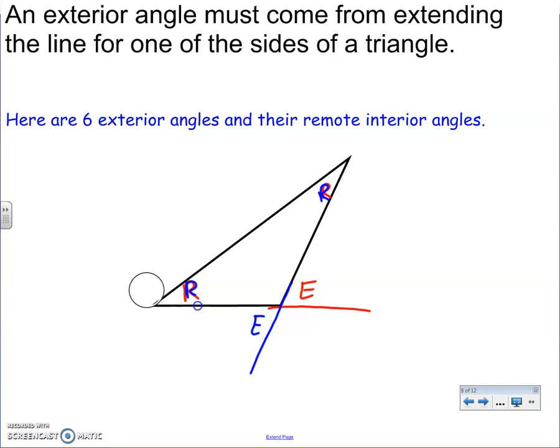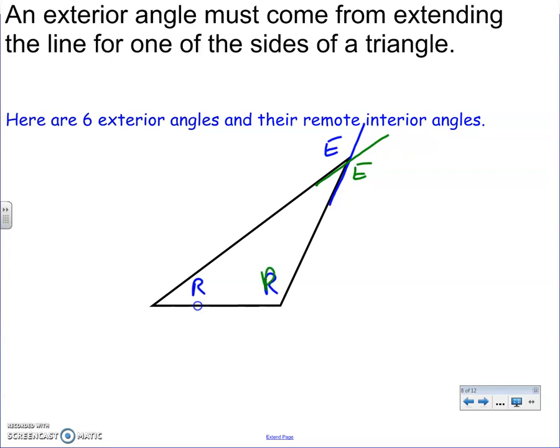And last, if I extend the top one, let's extend it this way. This is the exterior angle. The 2 farthest interior angles, the remote interiors, are right here and right here. Or if I extend the line this way, here's the exterior. But you see the same 2 remotes.